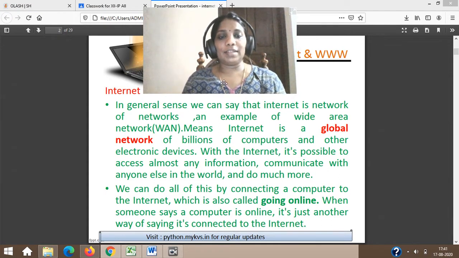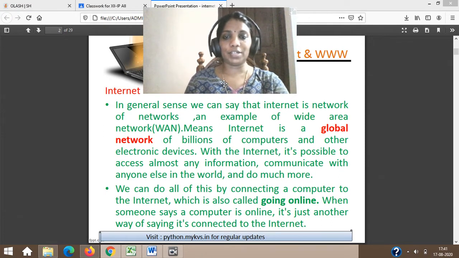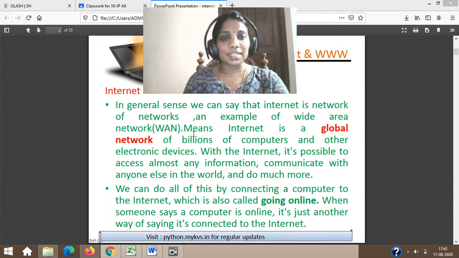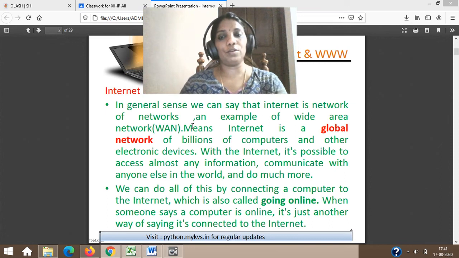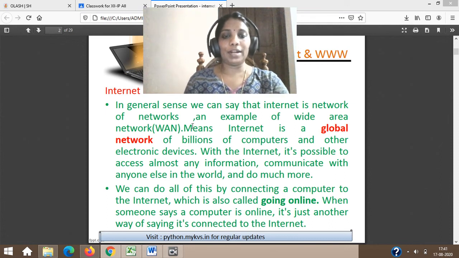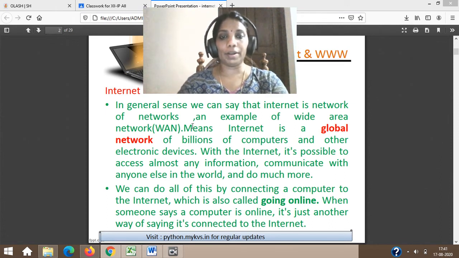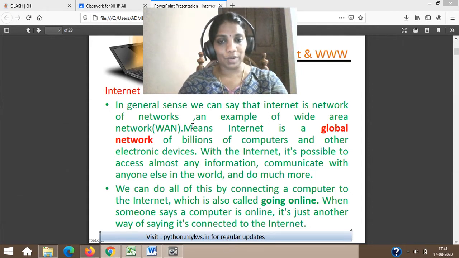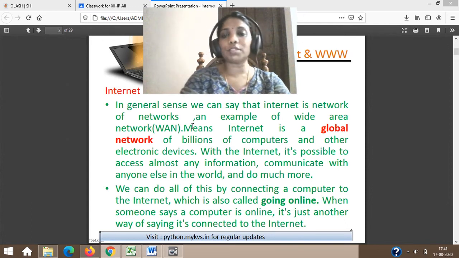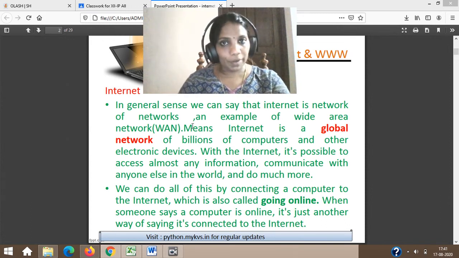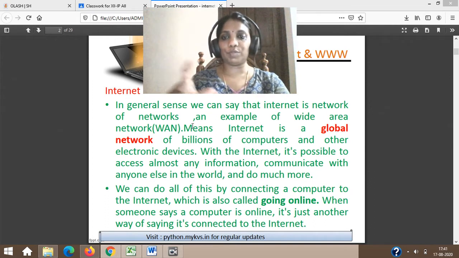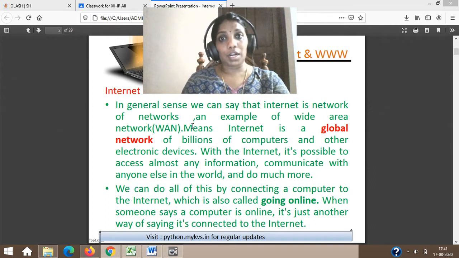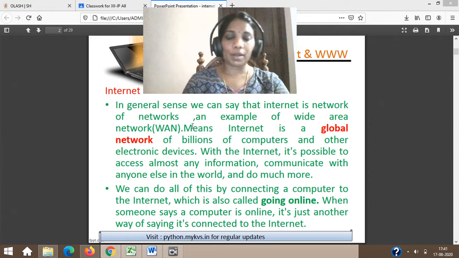Alright, so here we are with internet. That word, as I told, we can say the internet is a network of networks, no doubt, a collection of WAN, no doubt, as an example of wide area network. So it's a global network of millions of computers and other electronic devices connected together. All this, what is given in this, need not be written as the definition. You find out the best one. The best one is network of networks. A collection of WANs together can form an internet.